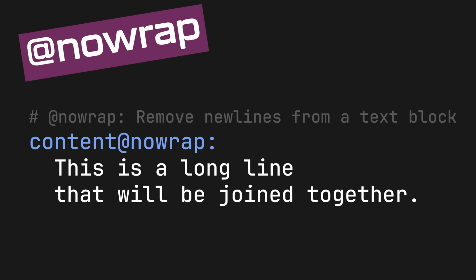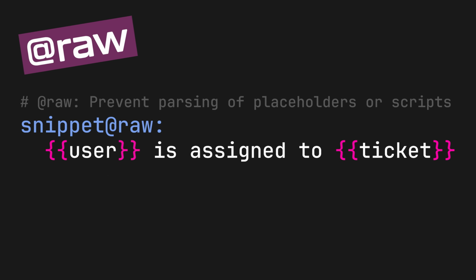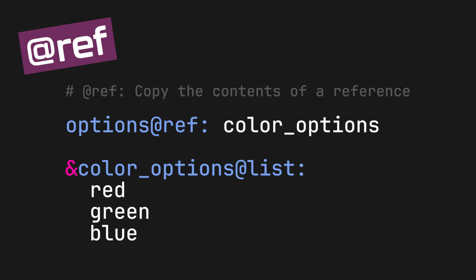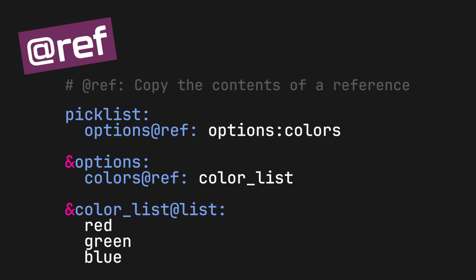@nowrap reads the key's indented value as a text block and removes new lines and line feeds. @raw returns a key's text without substituting placeholders. This is useful for returning templates to be used later, like for every row in a table. @ref lets you break up complex trees into reusable sections with references. Define a reference with an ampersand prefix at the top level. Then use @ref to copy it elsewhere. You can even reference child keys or chain references for more flexibility.